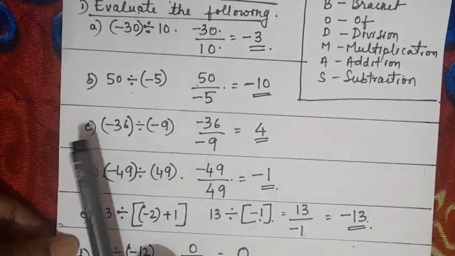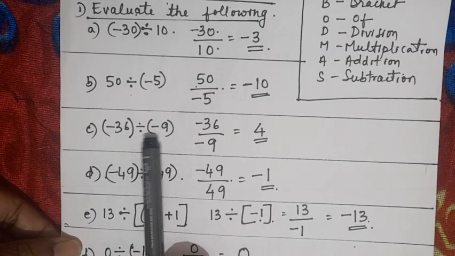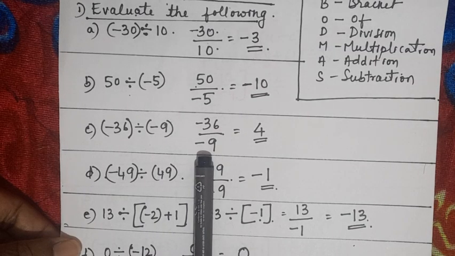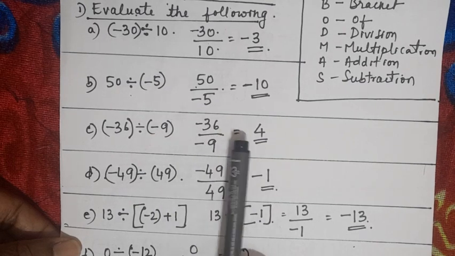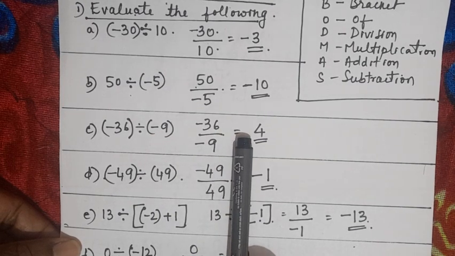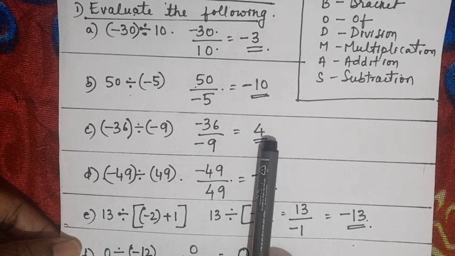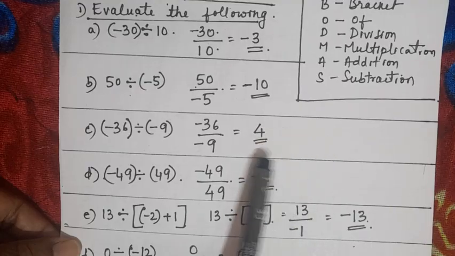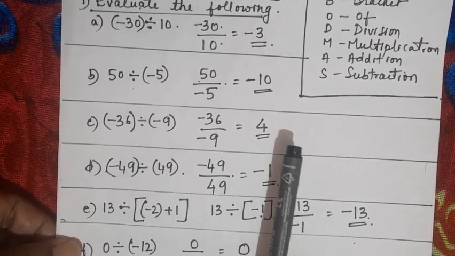In the same way, minus 36 divided by minus 9. So minus 36 divided by minus 9. When minus is divided by minus, the answer should be plus, positive. So 9 fours are 36, 4 is the answer, plus 4. Now we don't need to write the plus. It's understood that it's plus, positive. So 4 is the answer.